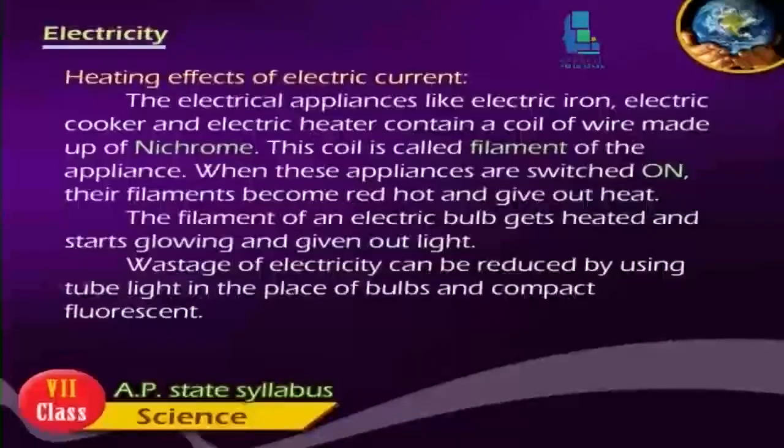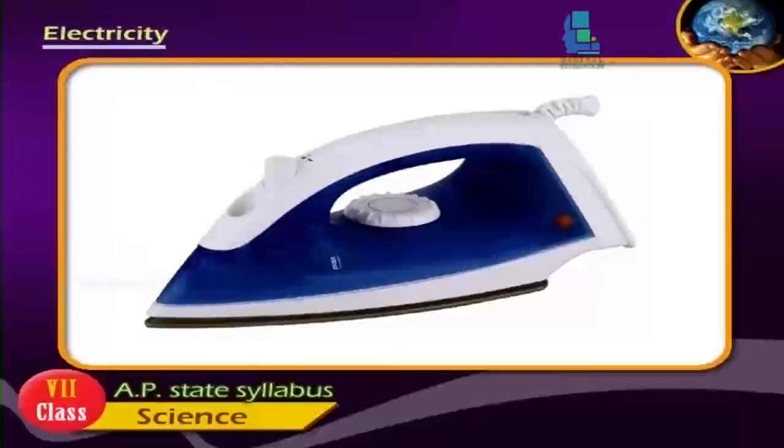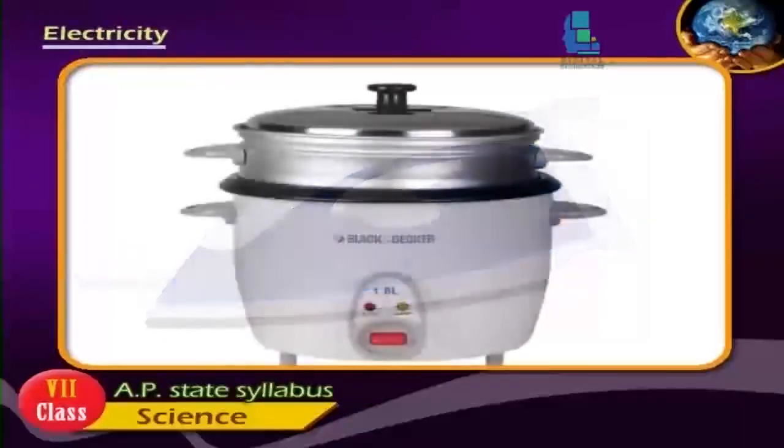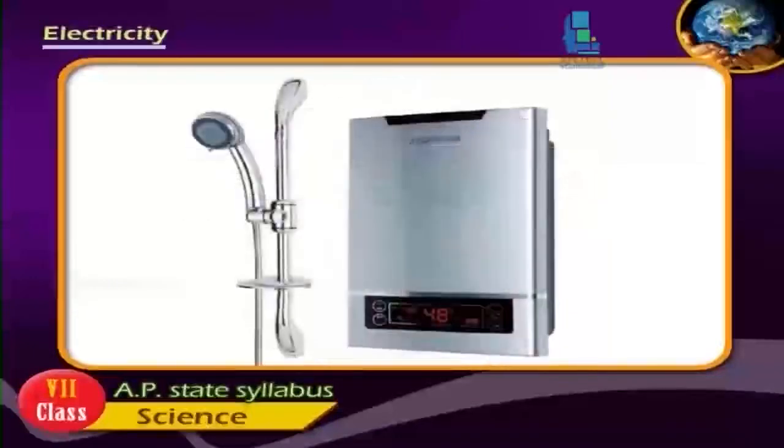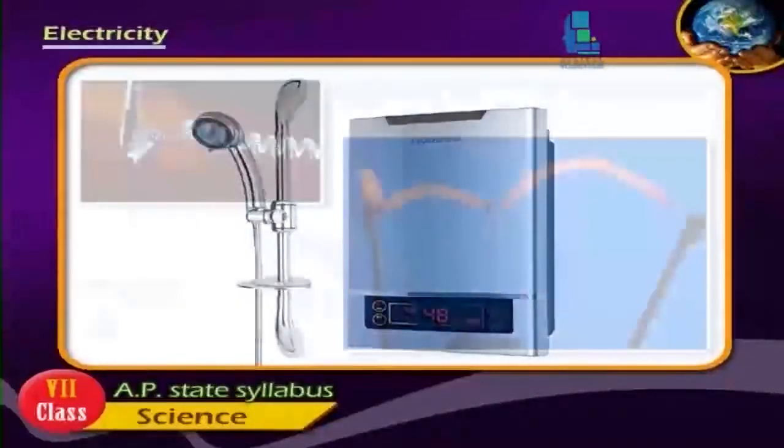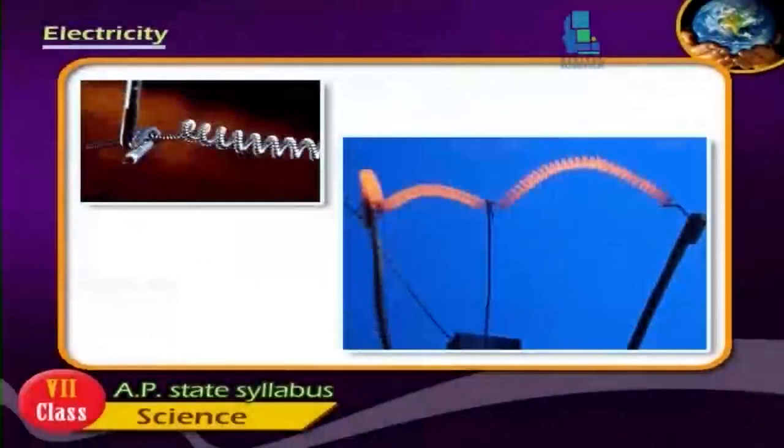Heating effects of electric current. The electric appliances like electric iron, electric cooker and electric heater contain a coil of wire made up of nichrome. This coil is called filament of the appliance. When these appliances are switched on, their filaments become red hot and give out heat. The filament of an electric bulb gets heated and starts glowing and gives out light.